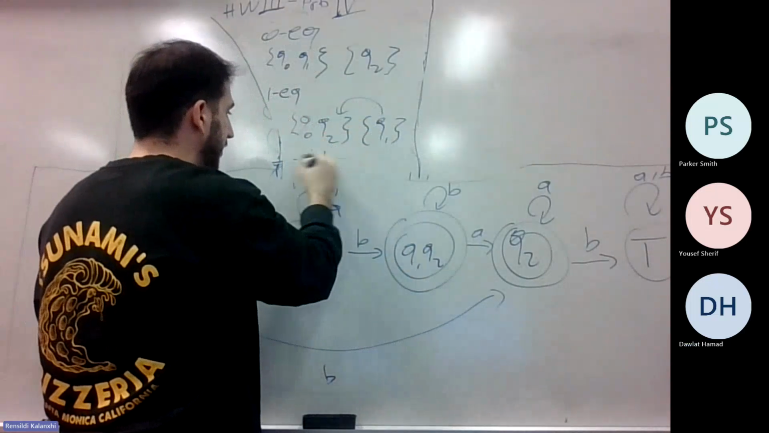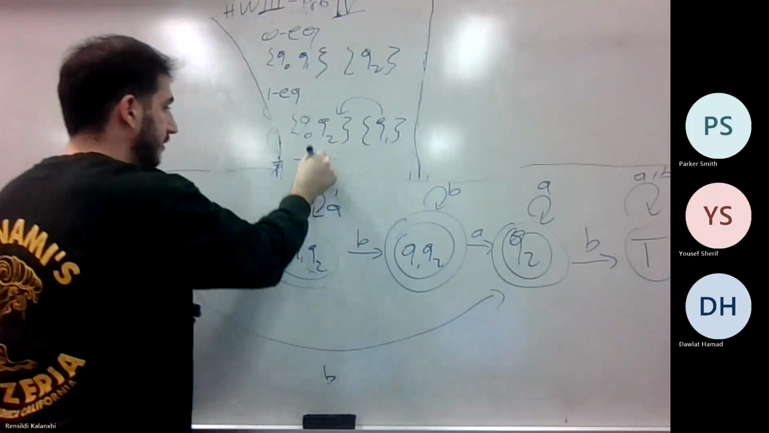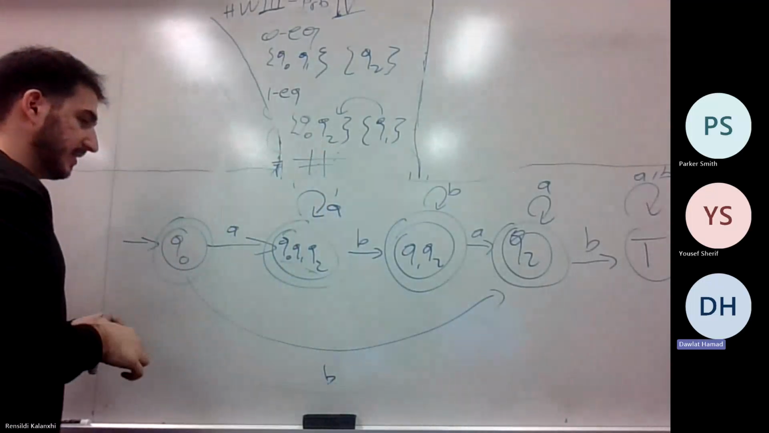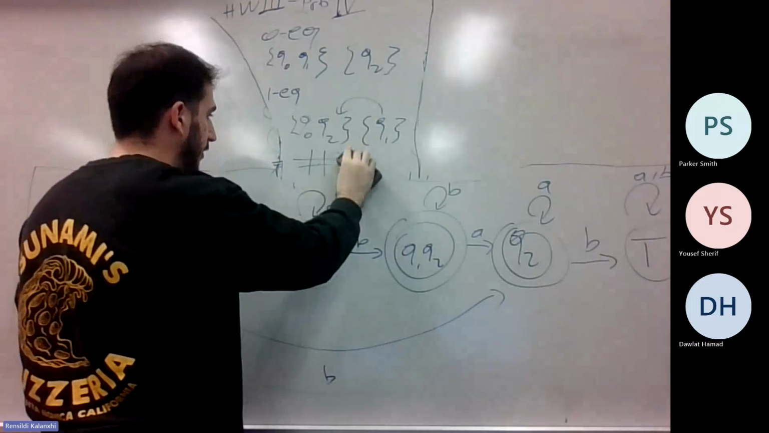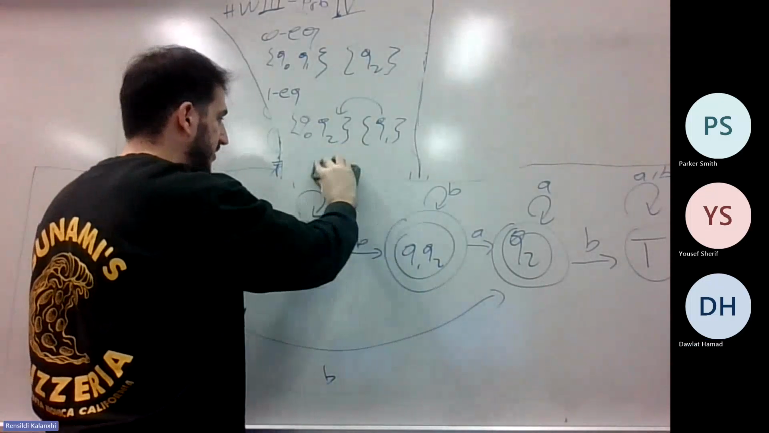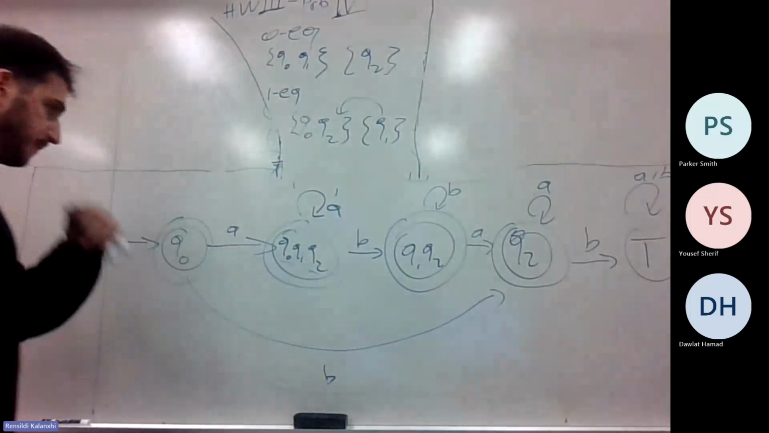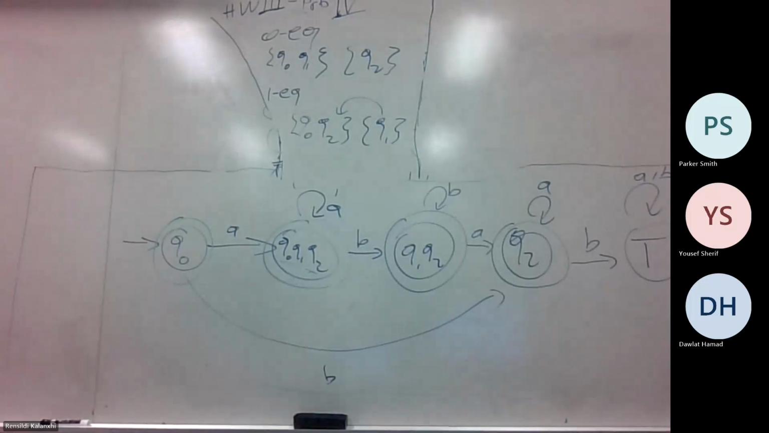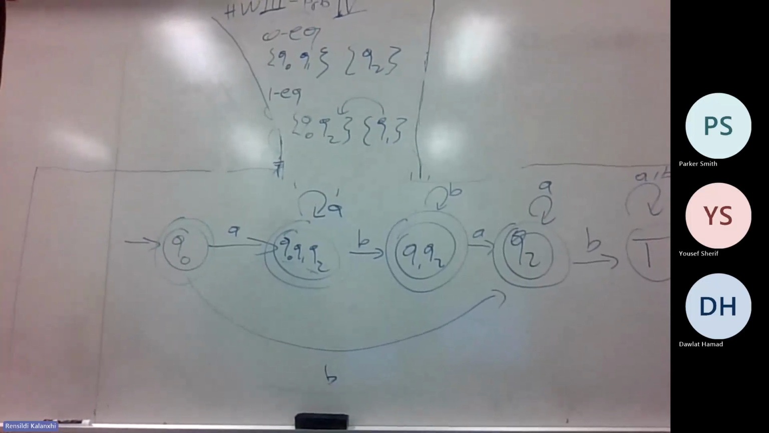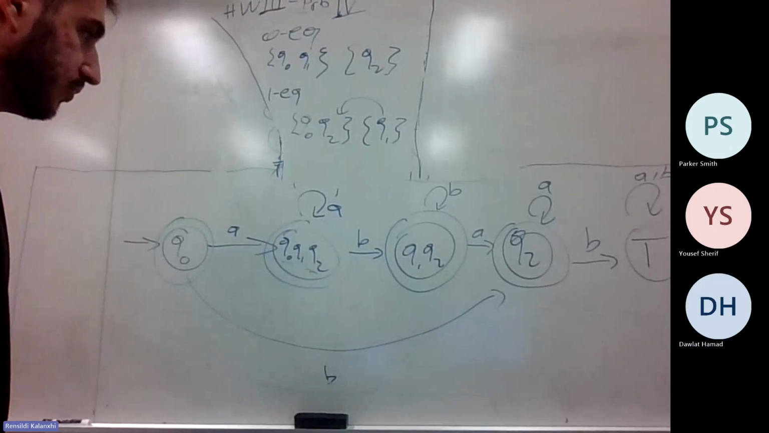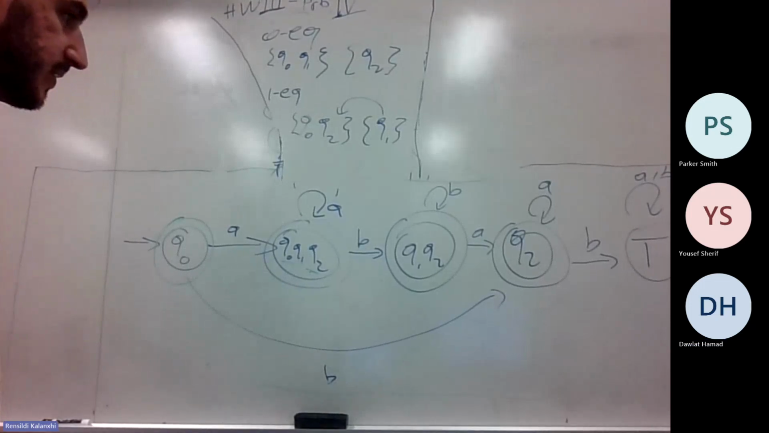If we build the table again and check the different transitions between A and B, they will be the same. I guess it's the same thing: Q0 and Q0, Q2, it's the same thing.